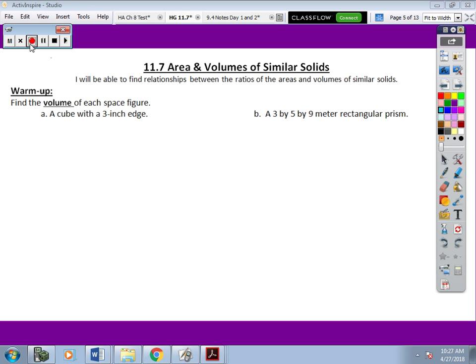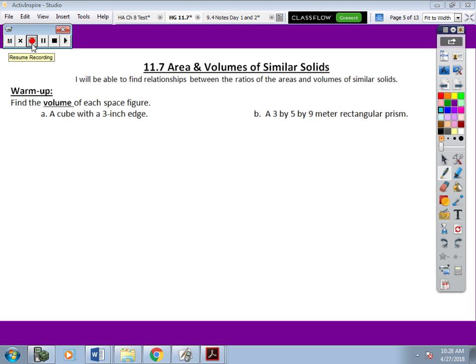the volume of each space figure. So we have a cube with 3-inch edges, and we have a rectangular prism that's 3 by 5 by 9. Chris? Yes, you can. So this is what I'm going to pause it. 3-inch edges. B. Jada? 27.